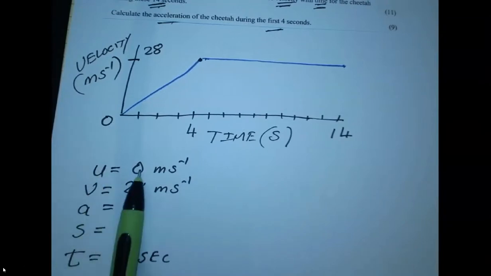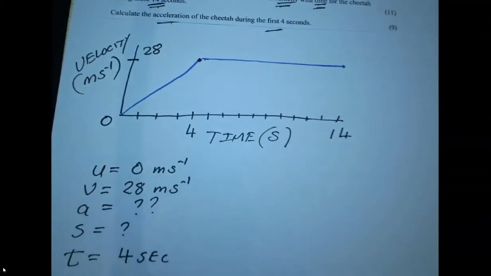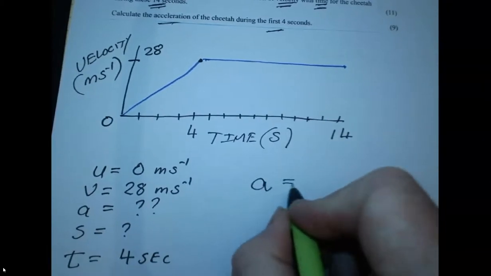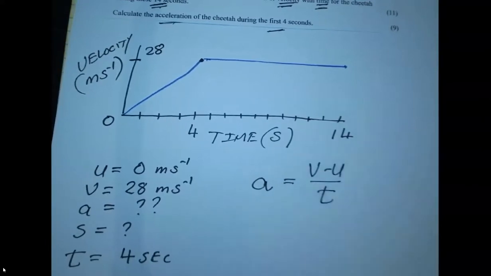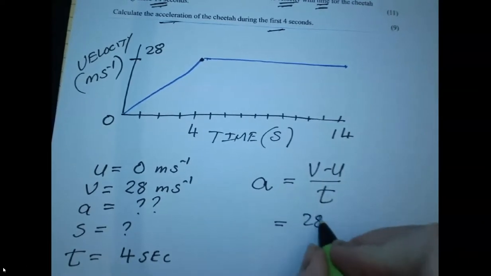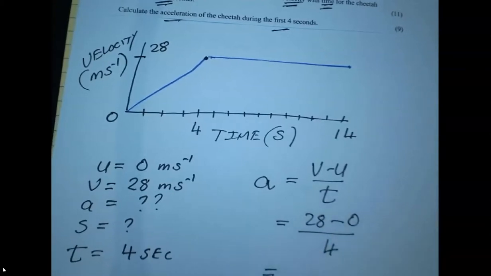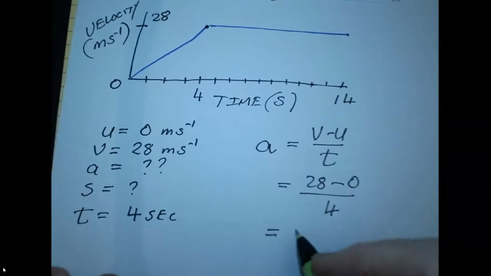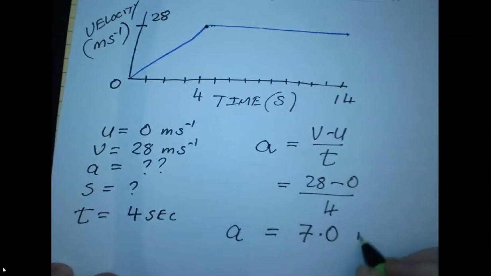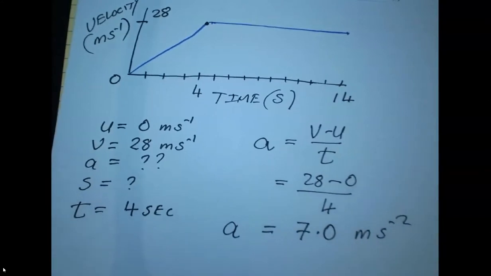So the initial velocity, 0 meters per second. The final velocity, 28 meters per second, I got from the question. The acceleration is what we're looking for, and the time we were told was 4 seconds. So I can then write down my formula. Acceleration is v minus u over t. That's a formula that's used as the definition of acceleration. v is 28 minus u is 0, over the time 4, which is 28 minus 0 is 28, divided by 4 is 7.0, but we must put the appropriate units of acceleration there. So it's meters per second squared, m s^-2.